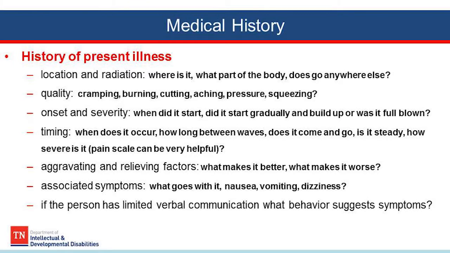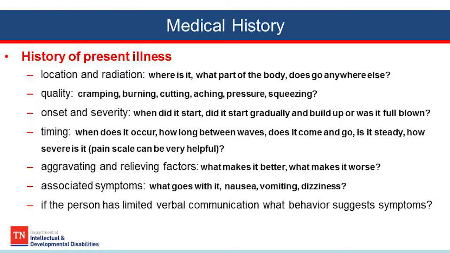So if the issue is pain, where is it? Does it go anywhere? To tell me that the person has a pain in their right stomach, their right abdomen, and it goes to their shoulder blade already gives me a shorter list of things I'm looking for. What's the type of pain? A burning pain implies a certain cause compared to a pressure or squeezing.